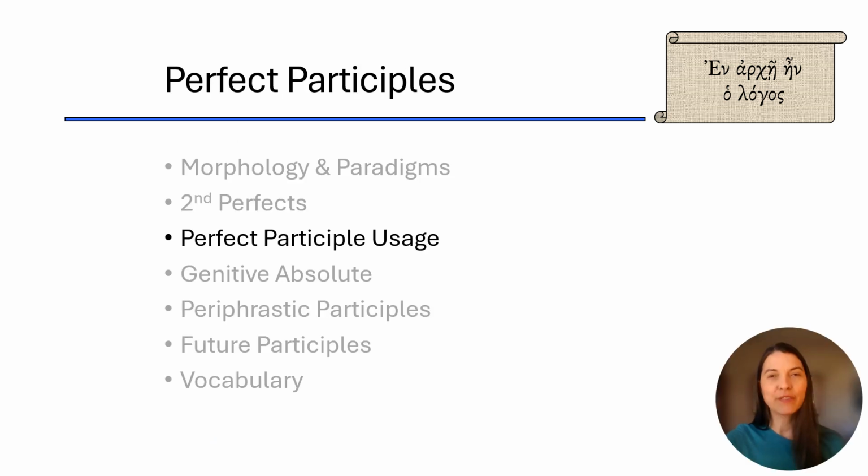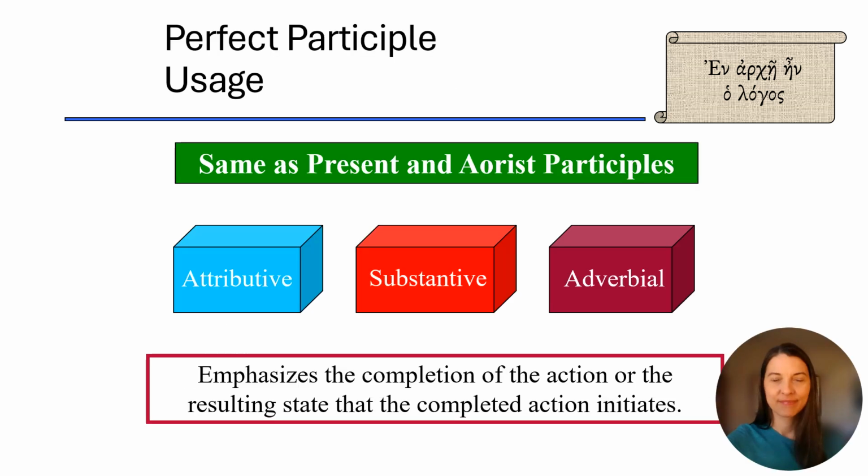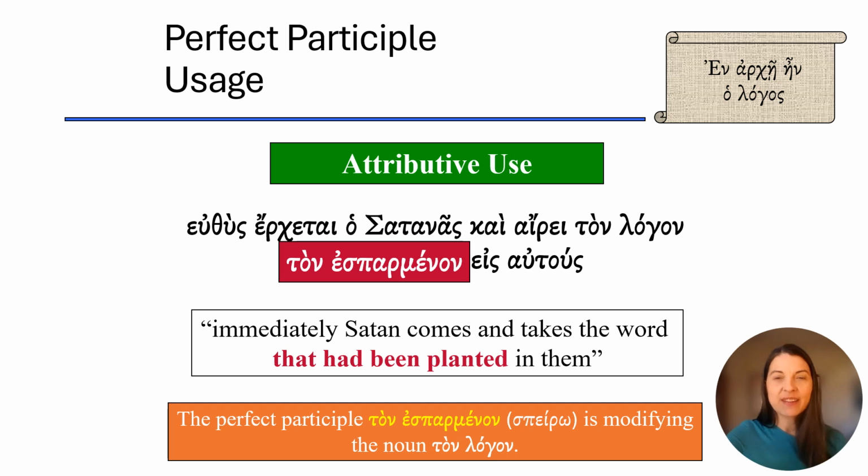Now let's talk about how perfect participles are used. Very similarly to the present and aorist participles, you can have attributive, substantive, and adverbial perfect participles. However, this emphasizes the completion of the action or the resulting state that completed action implies. Here we have an example of an attributive use. This is ton esparmenon, that had been planted.